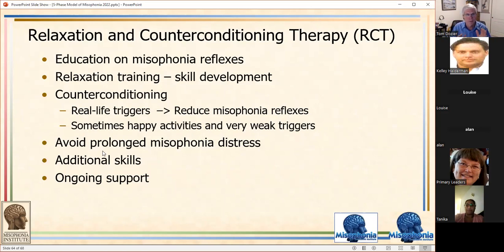Avoid prolonged misophonia distress. This is very important because the more you are in agony, misophonia agony, normal exposure to triggers, the worse, the stronger the physical reflexes become, the stronger the emotional responses become, the faster the processing area for the emotions in the brain becomes, with the myelination around the neurons. So you get superconducting neurons in your brain, and you pick up new triggers. So very, very bad. So we also have some additional skills that deal with handling, how to change things so that it starts to go down, and ongoing support.